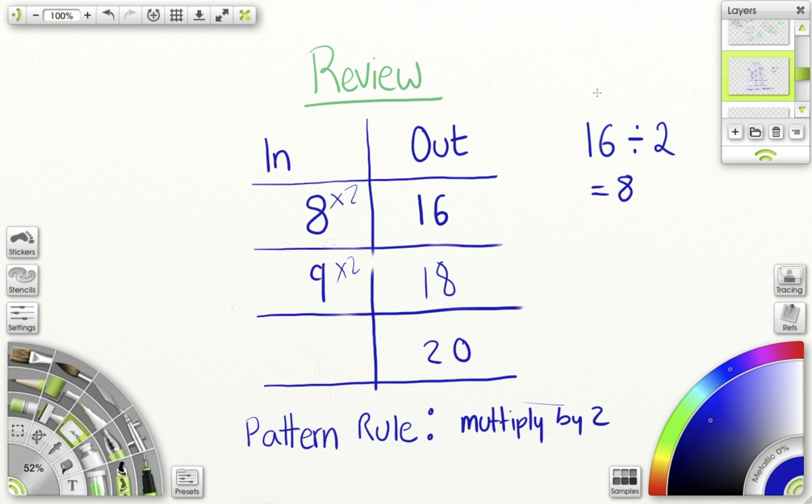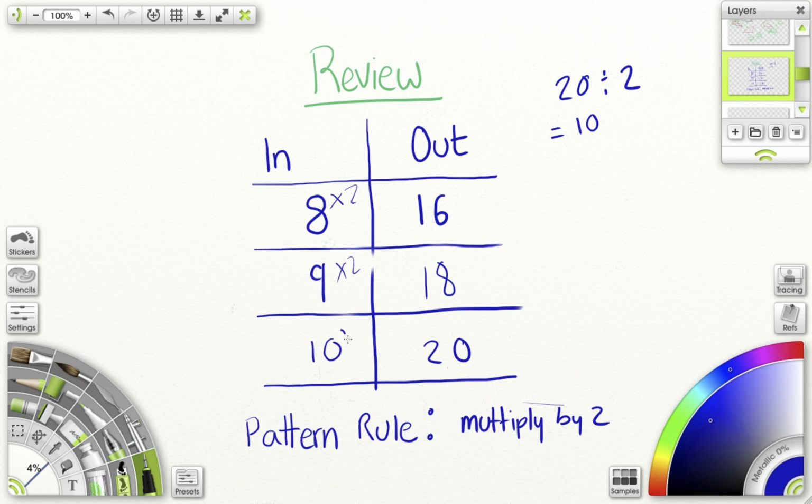Let's try that again. We're going to do it with 20 this time. So we have our output number, we need to get our input number. So that means I have to do the opposite of multiplying, which is dividing, and I still use that number 2. So I just divide it by 2 instead of multiplying, because I have the output number and I need the input number. So 20 divided by 2, that equals 10. That means my input number is 10. How can I check to see if I'm right? I do 10 times 2. 10 times 2 equals 20.